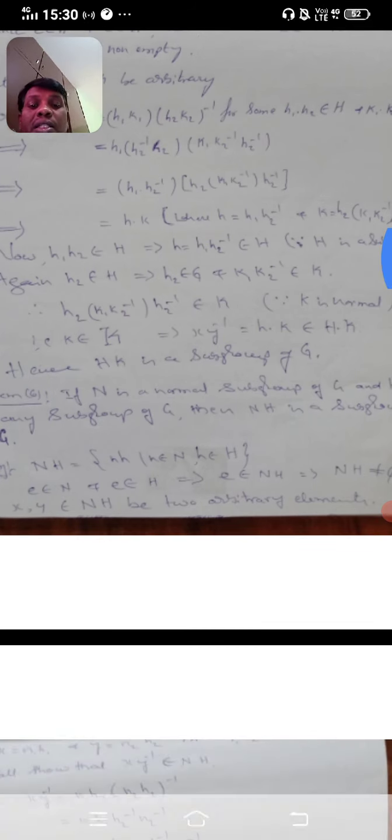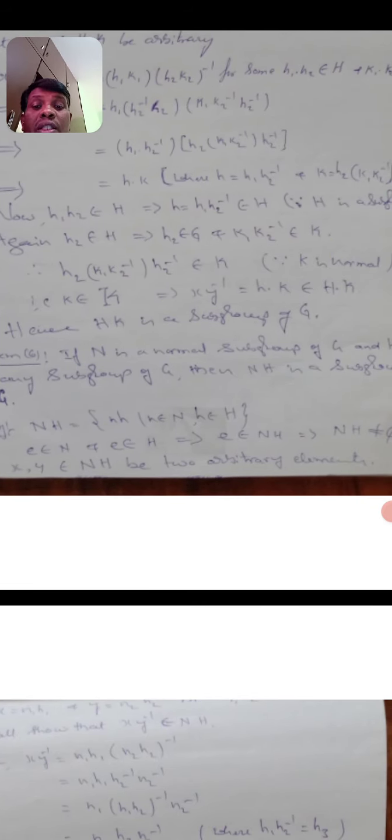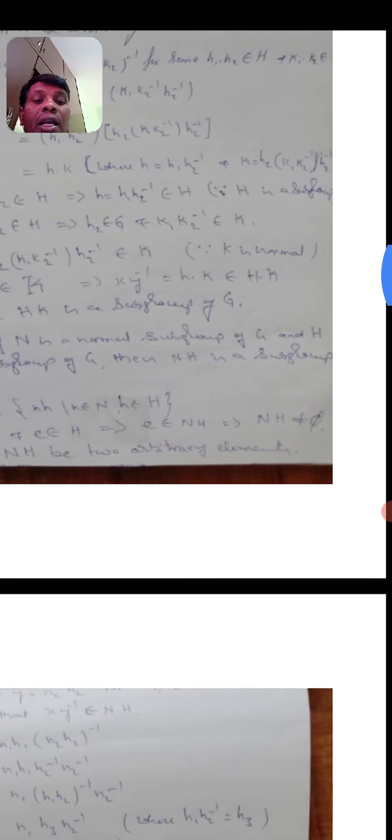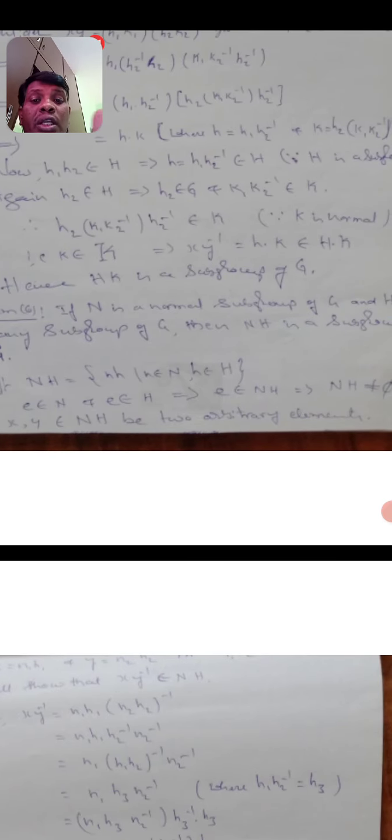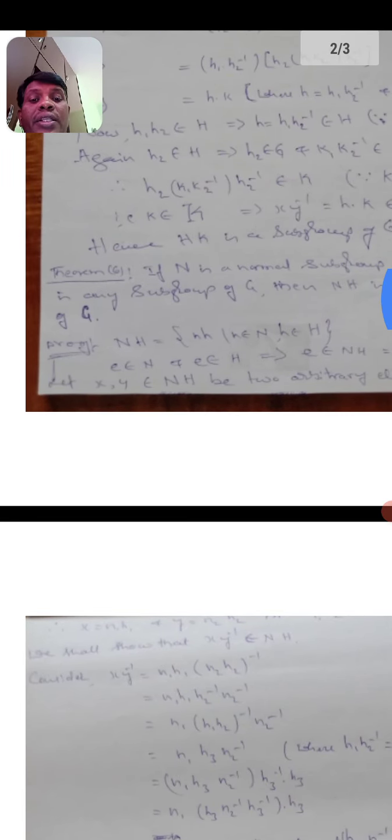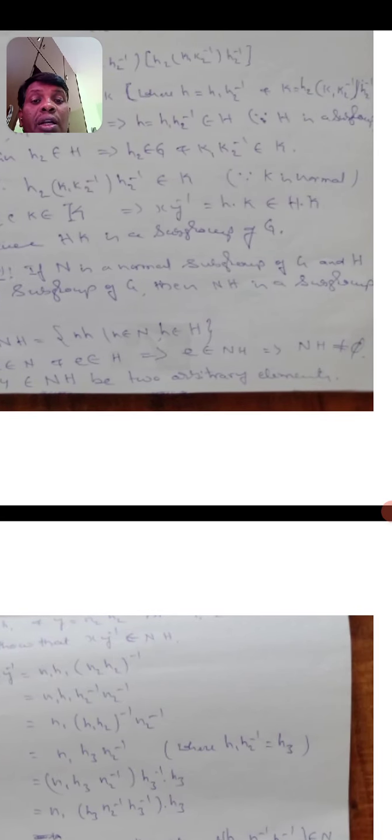Next, let us see the next theorem. Its statement says if N is a normal subgroup of G and H is any subgroup of G, then N into H is a subgroup of G. Okay, the statement says if N is a normal subgroup of G and H is any subgroup of G, then we have to prove NH is a subgroup of G.